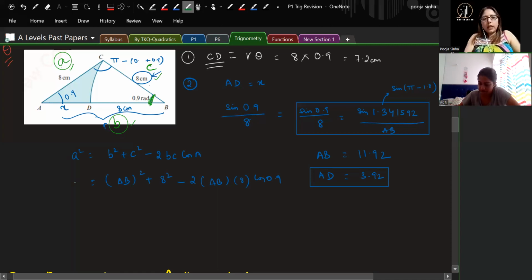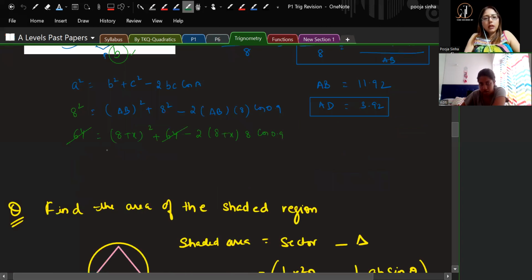Now we already know a, a is 8, so a square is 64, which is equal to AB square. AB is actually 8 plus x, square. Plus this 64, minus 2 into AB, which I can again write as 8 plus x, into 8 cos 0.9. Now some things are cancelling, this and this. Right?